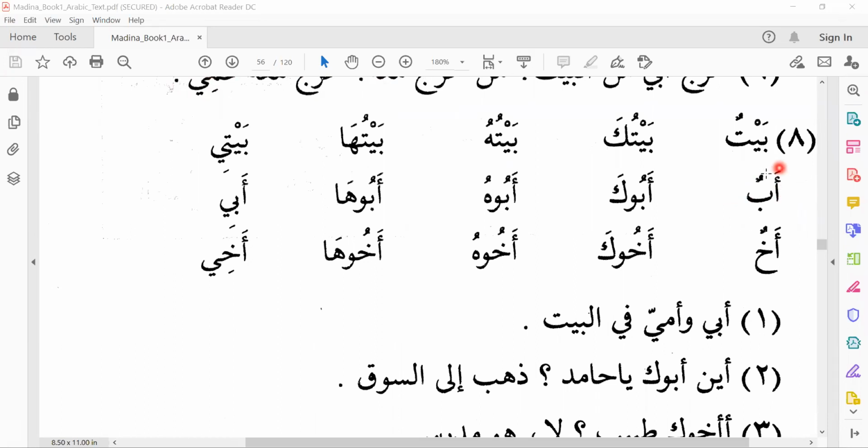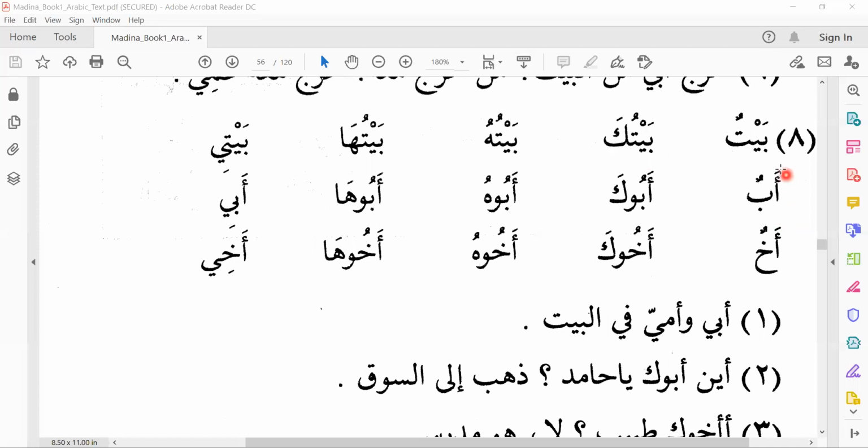Now, just note down abun, akhun. When you join the attached pronoun, there will be an additional waw. Look at the example: baitun, baituka. You are joining the attached pronouns ka, hu, ha, i with baitun with no additional letters. Baitun plus ka, baituka. Baitun plus hu, baituhu. Baitun plus ha, baituha. Baitun plus i, baiti. No additional characters in between when you join, correct? Your house, his house, her house, my house.